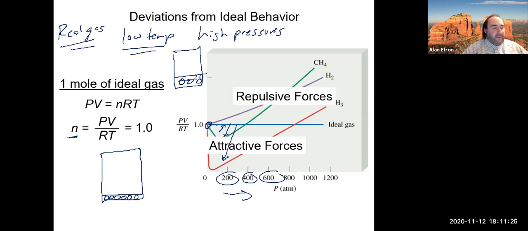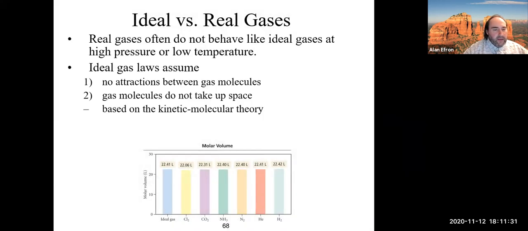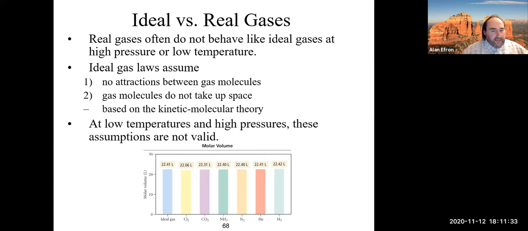But again, if you have really high pressure or low temperatures, you do have to take those into account. So as I mentioned before, it really is those two things from the kinetic molecular theory that we do take into account. And again, we do have to assume that there are going to be some attractive or repulsive forces that we don't have in an ideal situation. And again, the volume of the gas itself is going to be significant compared to its normal ideal situation. And again, at low temperatures and high pressures, this is really where that kicks in.